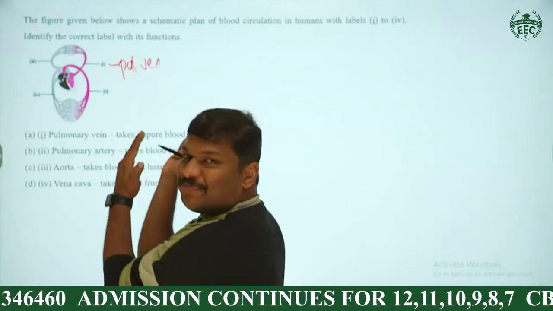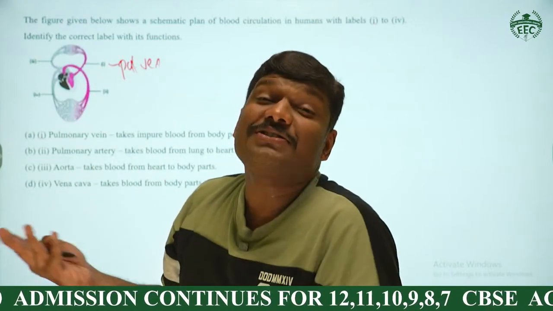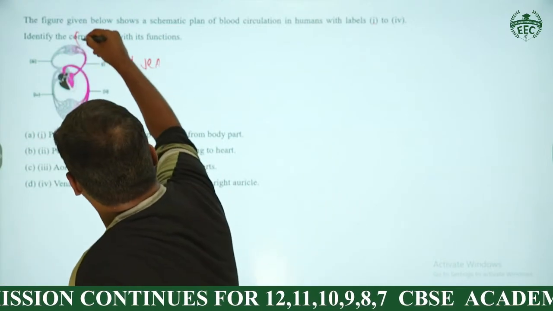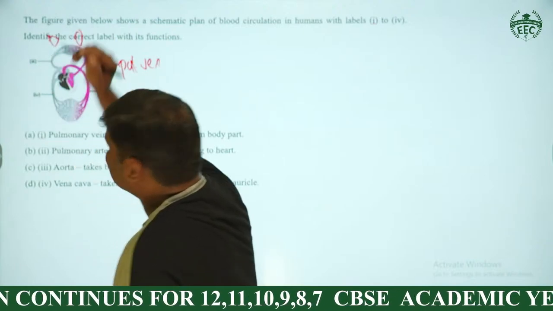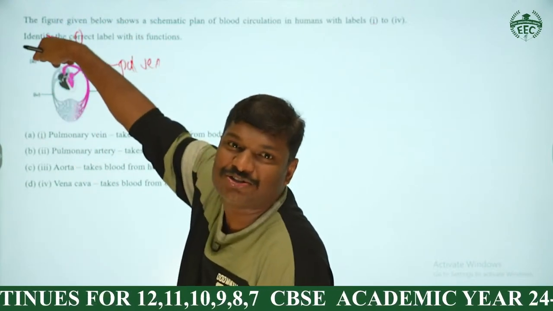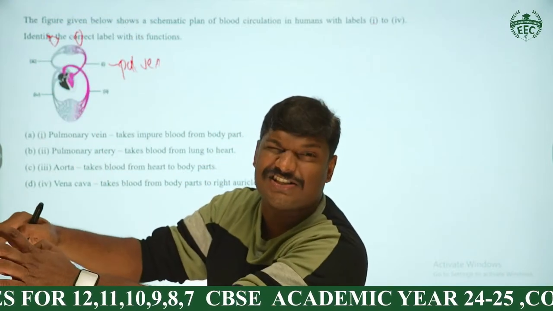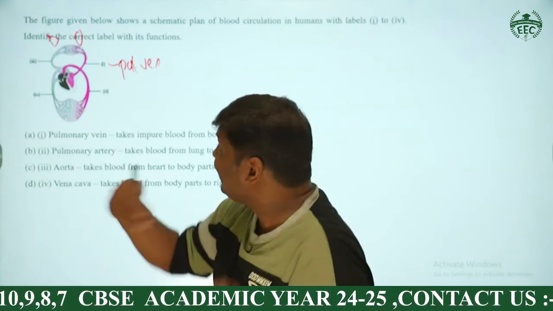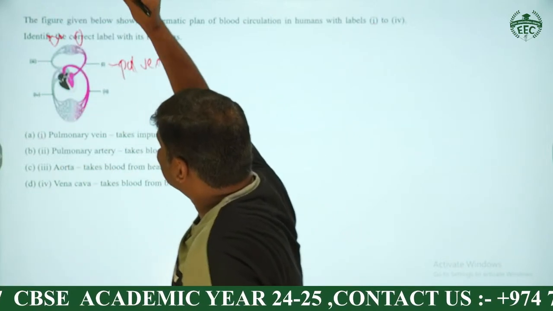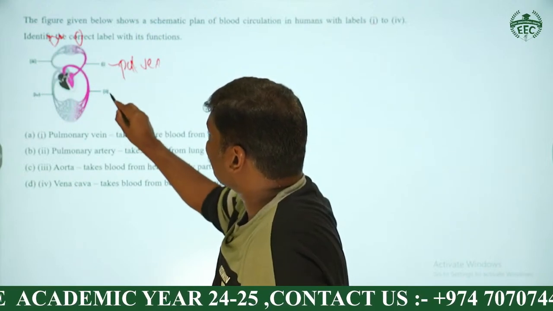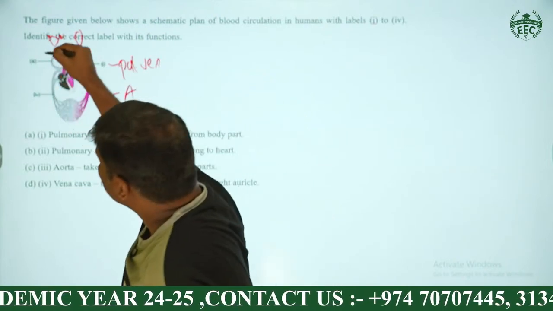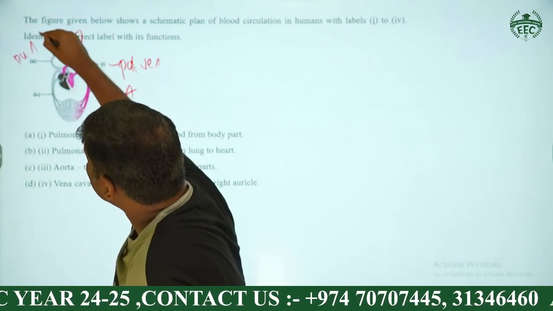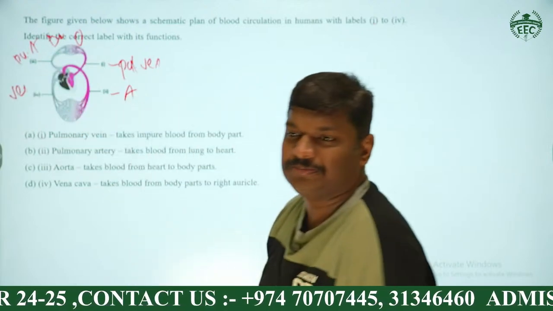Because the left side is oxygenated blood, and the right side is deoxygenated. With oxygen, without oxygen. Without oxygen, deoxygenated. Like without water, dehydration, de. So that's why deoxygenated blood. Here you can see the pulmonary vein. What is this one? This is the aorta. What is this one? This is the pulmonary artery. This is the vena cava.